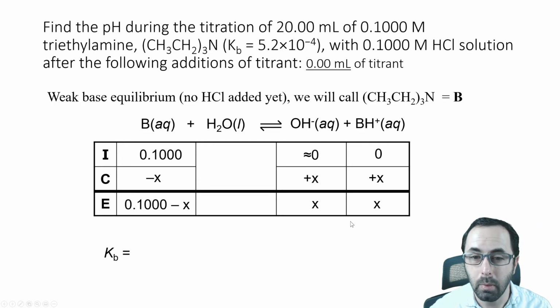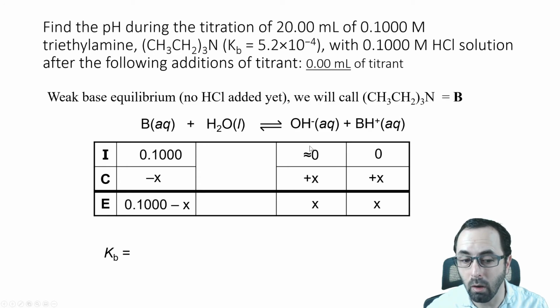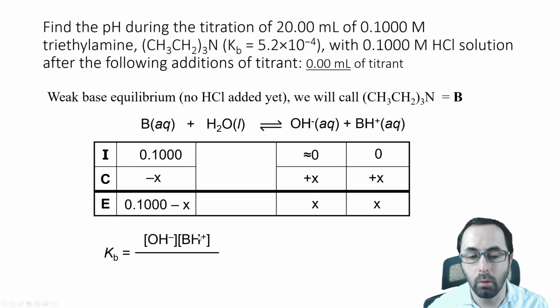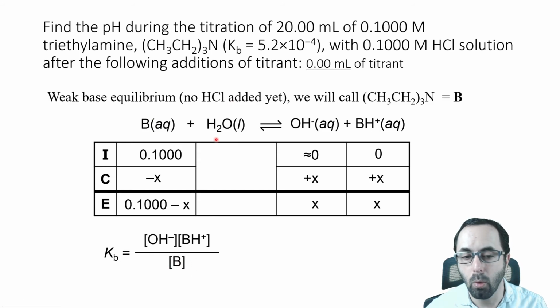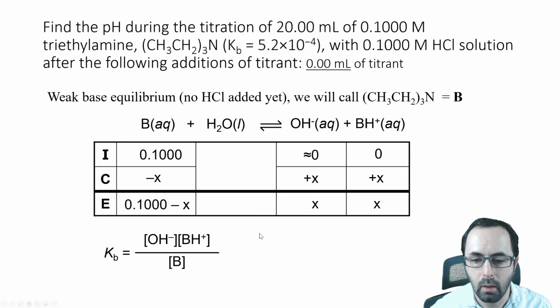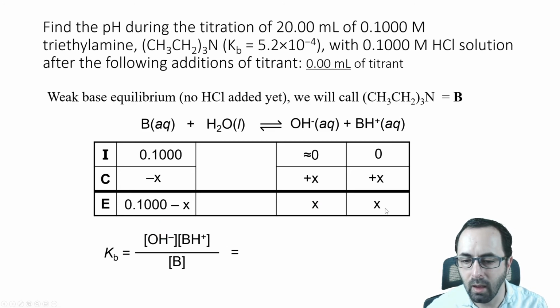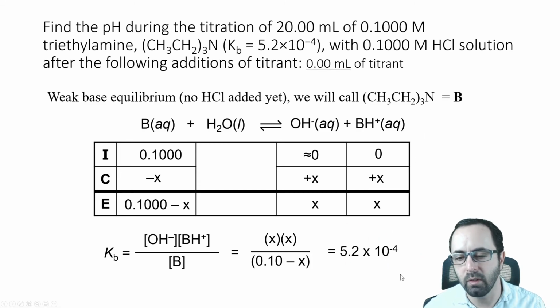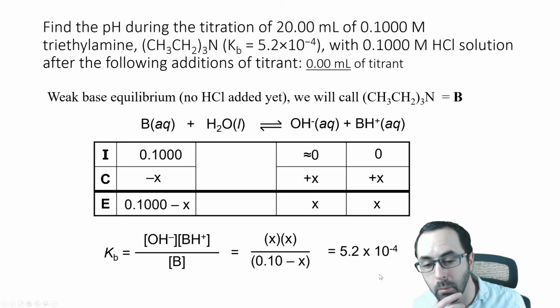Okay, so Kb, the expression is going to involve hydroxide on the top and BH+, since those are our products, and our reactant here on the bottom will be the concentration of B. Water, of course, is not included because it's a pure liquid. And so if we plug in the values now, it's going to be X for hydroxide, X for BH+, and it's going to be 0.1 minus X for B. And it has 4 sig figs here. I didn't write it there. I should have, but it's 0.1000 minus X. And so we get, and that is equal to the Kb, 5.2 times 10 to the minus 4. Now we do have something to be careful of here.